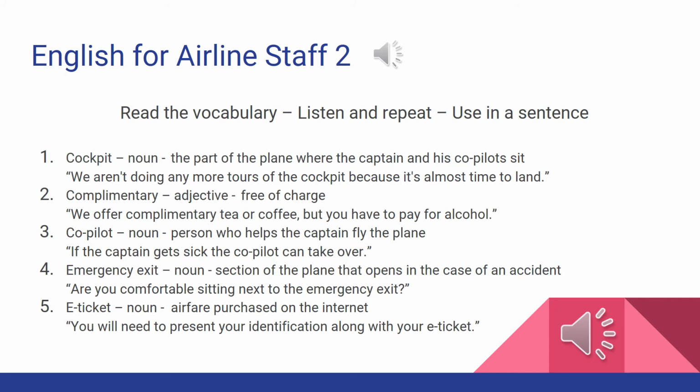Number 4. Emergency exit. Section of the plane that opens in case of an accident. Are you comfortable sitting next to the emergency exit? Number 5. E-ticket. Airfare purchased on the internet. You will need to present your identification along with your e-ticket.